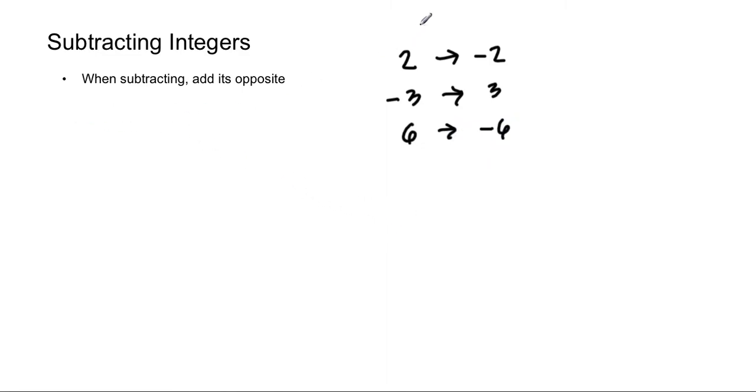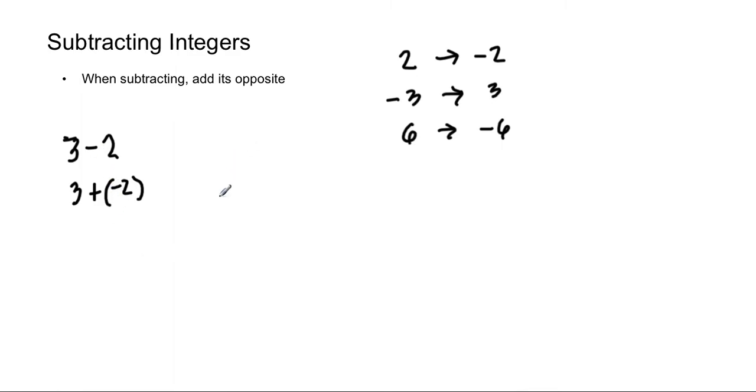Okay, so let's take a look at this rule right here. For example, if I have 3 minus 2, it says when subtracting, add its opposite. So 3 minus 2 is the same as 3 plus the opposite of 2, which is negative 2. So 3 plus negative 2, we're back to adding integers.